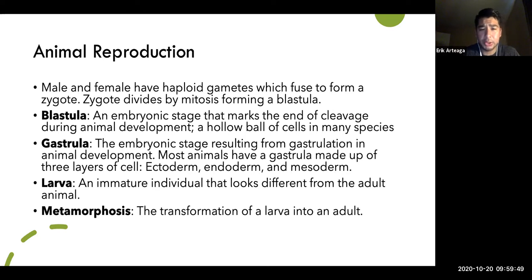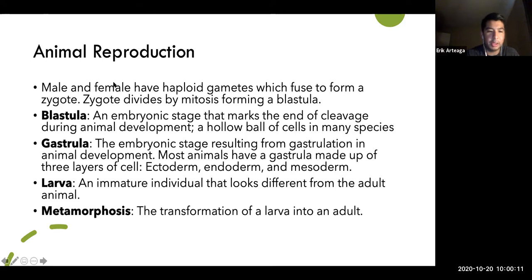A gastrula is the embryonic stage resulting from gastrulation. In animal development, most animals have a gastrula made up of three layers of cells: ectoderm, endoderm, and mesoderm. Okay, larva, an immature individual that looks different from the adult animal. And then we have metamorphosis, the transformation of larva into an adult.